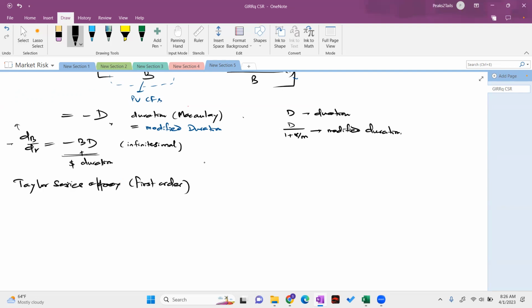Infinitesimal changes are theoretical ideas. They do not exist, but it makes the math easier. I could easily differentiate and come up with this equation. If everything is continuous, you can always differentiate.